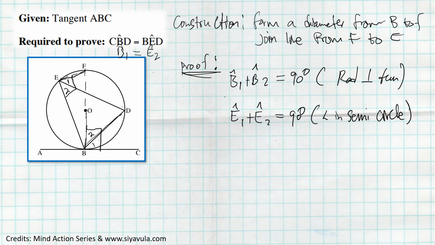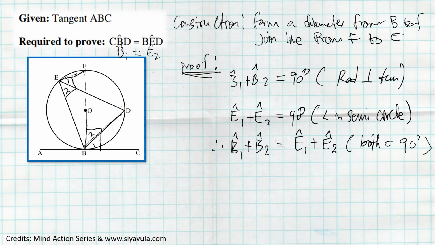Can you see now there's some relation here? B1 plus B2 is 90, E1 plus E2 is 90. We can deduce that therefore, angle B1 plus angle B2 is the same as angle E1 plus angle E2. Why are we equating them? Because both of them equal 90 degrees. Hence, we are equating them.